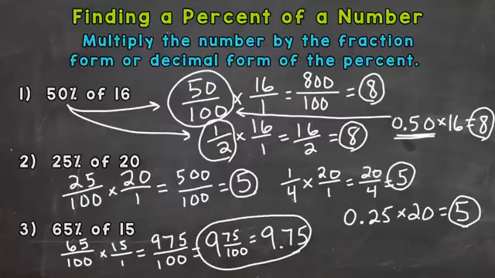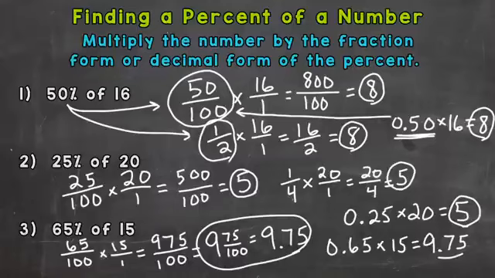Or we can multiply by the decimal form of 65%, which would be 65 hundredths times 15. Multiply it out, and we're going to get the same thing, 9 and 75 hundredths. So there you have it. There's how you find a percent of a number. Multiply the number you're finding the percent of by the fractional form or decimal form of the percent, and you'll get that percent of the number.